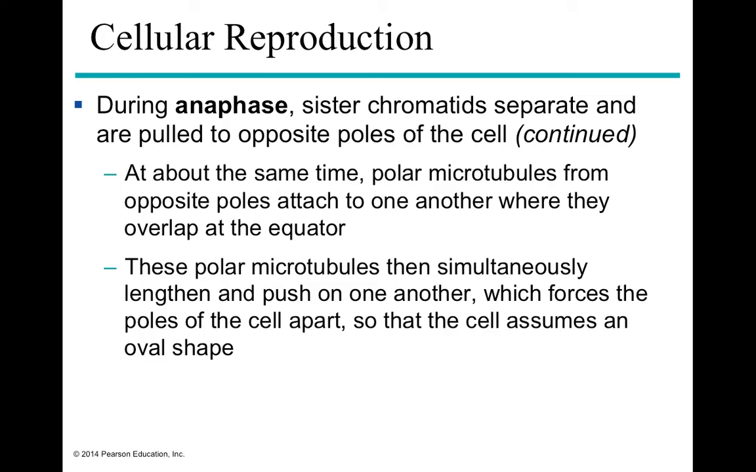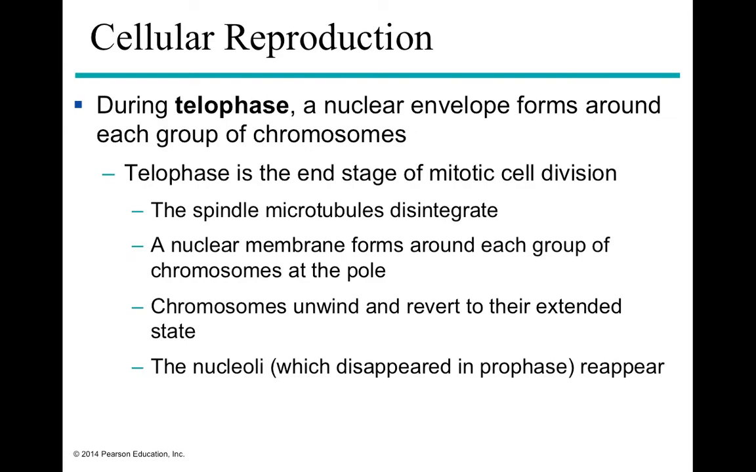And eventually that's going to end up making an oval shape. And after that happens, then we end up entering into telophase. So telophase basically is at the point when all of the sister chromatids, which are now their daughter chromosomes on opposite poles, have found their nucleoid region, which is going to become a nucleus, right? The nucleoli are going to reappear. The nucleus is going to start creating, so the nuclear membrane is going to start forming again.